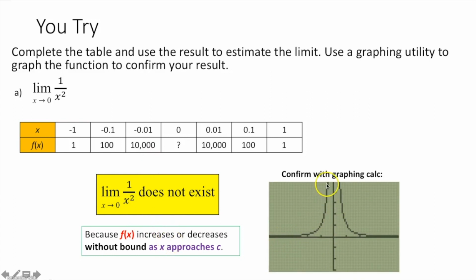We confirm this with our graph calculator. You can see that as x approaches 0 from the left and the right, you are going towards infinity. Therefore, the limit does not exist.